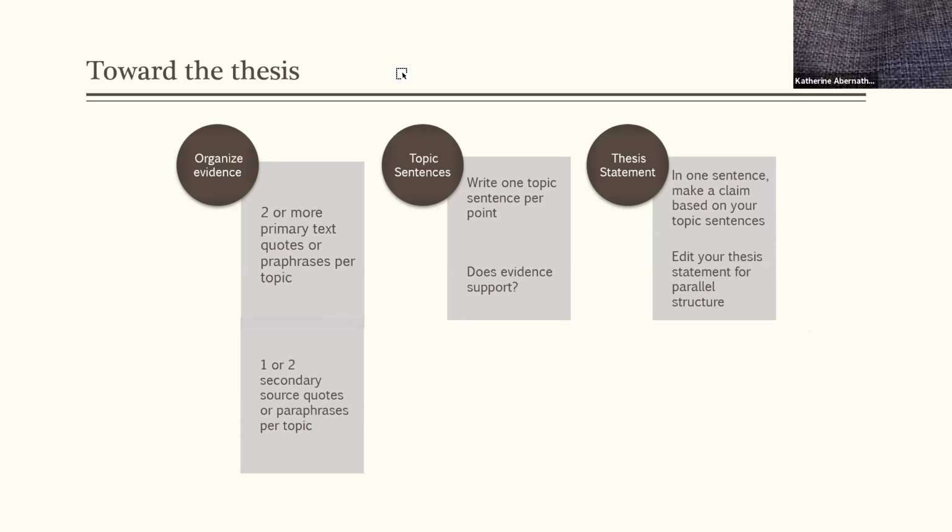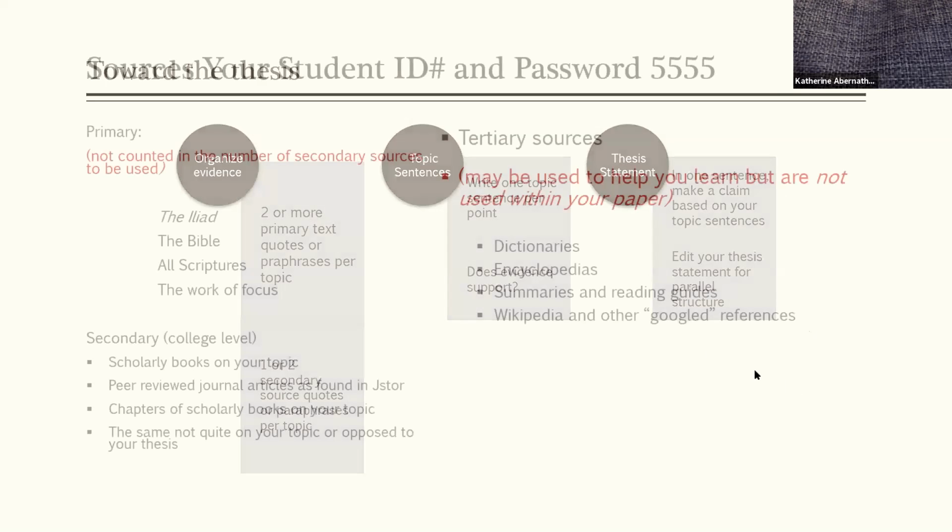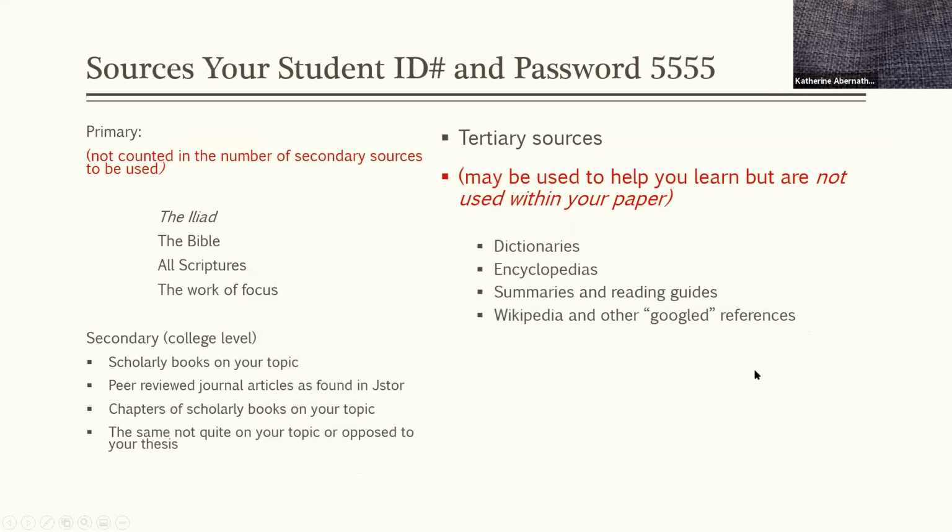Okay. So this gets us to the sources that you will use as your secondary sources. We've talked about your primary source, right? That is the Iliad. Your primary text is not counted in the number of secondary sources to be used. For this fall 2020 paper, you need 2 secondary sources. The Iliad does not count as one of those.